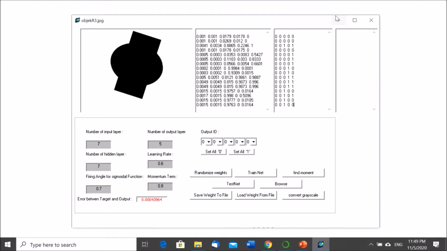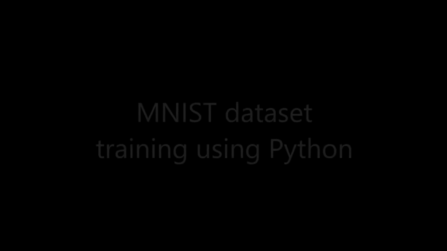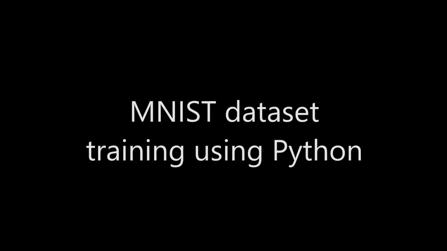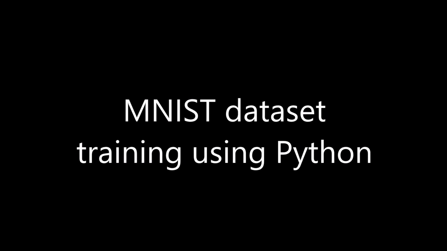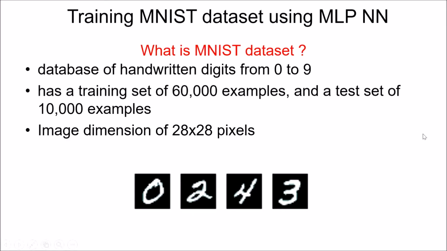So that's one of the reasons we move on to the second part of the problem, in which for this case we will train the image by using the MNIST dataset, using a multi-layer perceptron neural network. We just use a simple structure. So first things first, what is the MNIST dataset?